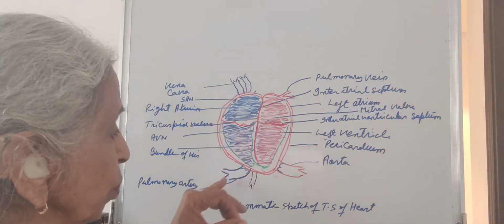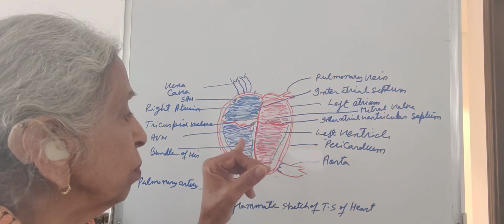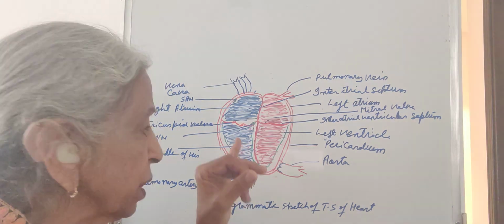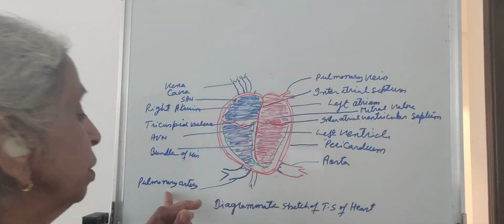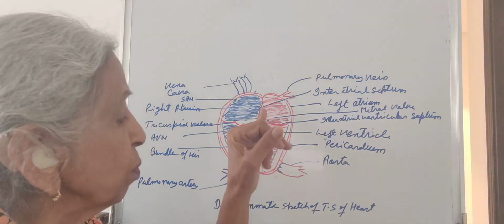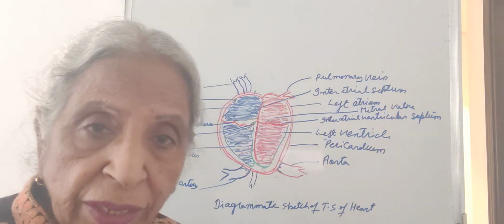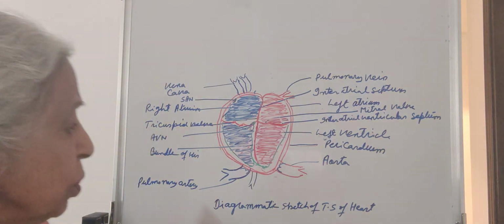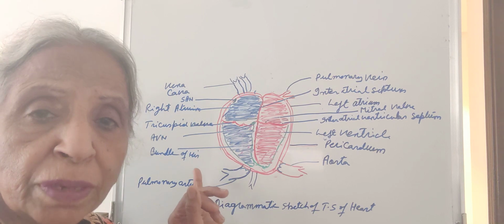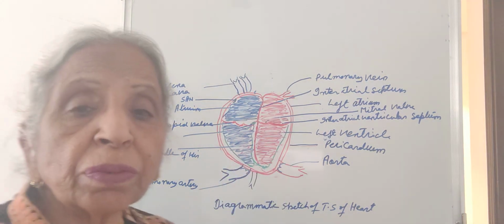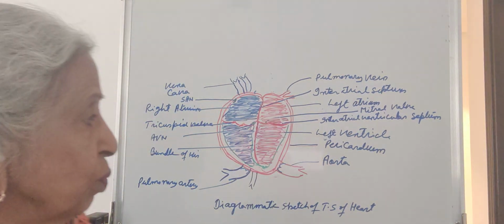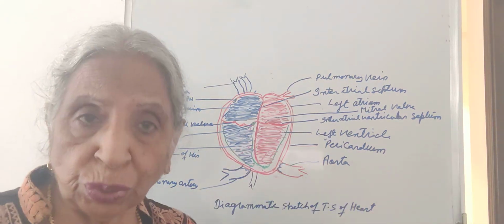The blood will flow from the right ventricle into the pulmonary artery, and from the left ventricle into the aorta. So in the pulmonary artery, impure blood is pumped. In the aorta, pure blood is pumped. So this is the ventricular systole.